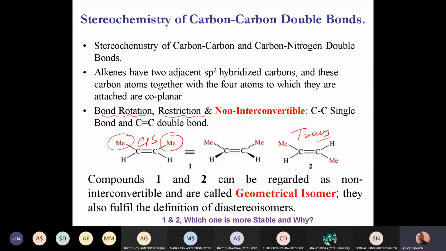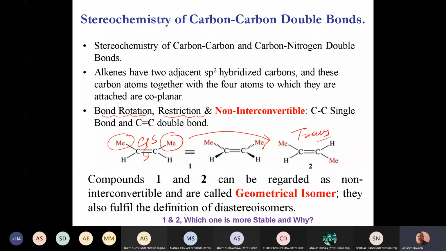Now tell me whether one can convert to two or not. Yes or no? No, it cannot convert because, as I say, rotation is restricted. So Aditya, it's not possible to convert these two directly without any chemical intervention. Why? Because rotation is restricted. This methyl group is on the same side, and it will remain on the same side. It cannot interconvert like this.